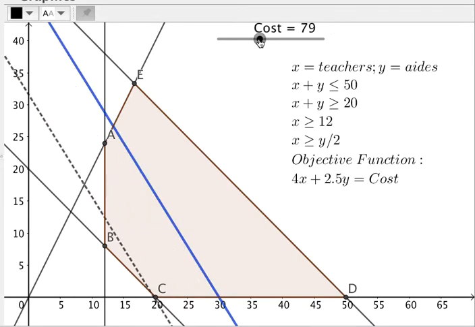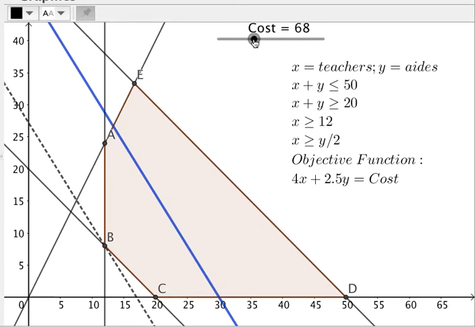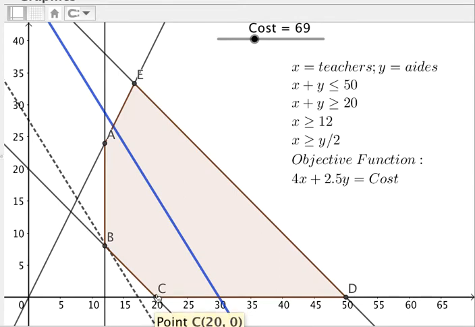So again, what we see here is that because of the slope of this line, we will hit the region at point B. Now, if the slope changed, if it flattened a little bit, we could see that we might hit at point C, which would mean that we'd hire 20 teachers and no aides, as opposed to, in this case, 12 teachers and 8 aides.